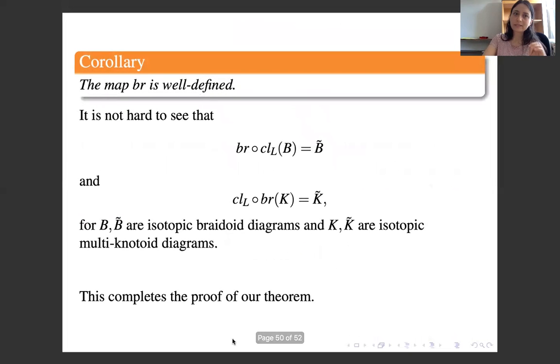And the last step is that after showing all these lemmas and observations, we can deduce that the braidoiding map induced by the braidoiding moves is well defined. And it's not hard to see that the braidoiding map and the closure map act as inverse maps to each other. And this completes the proof of our theorem.